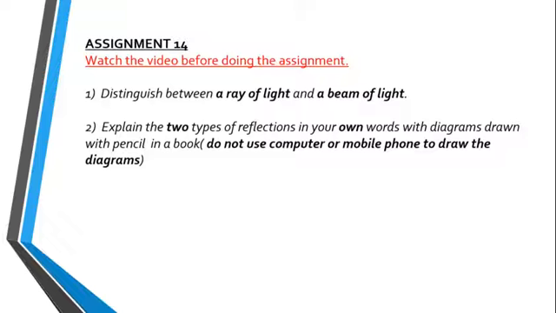Number two, explain the two types of reflection in your own words. Use your own words as much as possible to explain the two types of reflection. Support them with diagrams. The diagrams must be drawn with pencil. I repeat, with pencil in a book. Do not use a computer or mobile phone to draw the diagrams. If you do that, you will score 0.